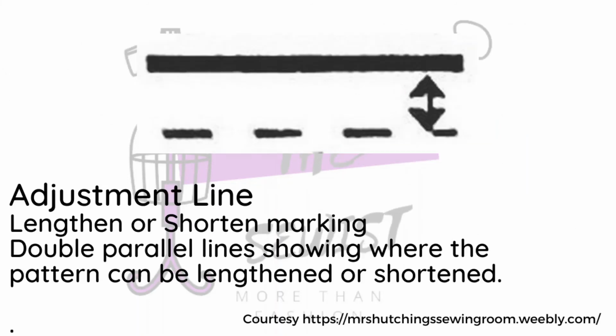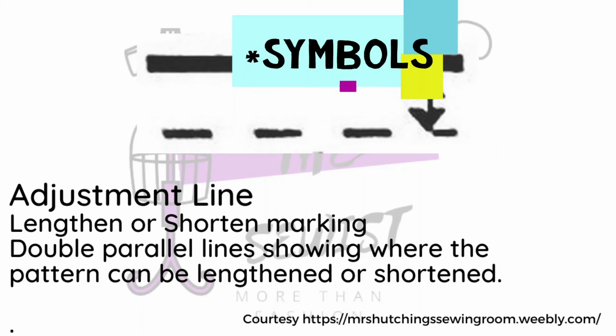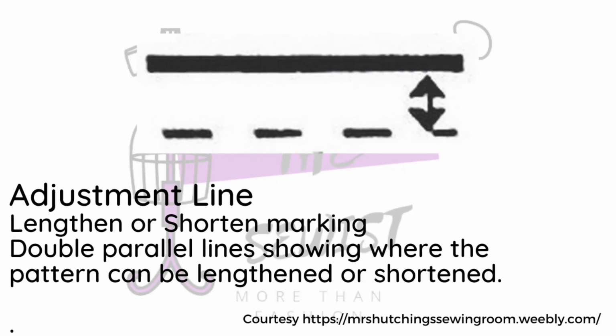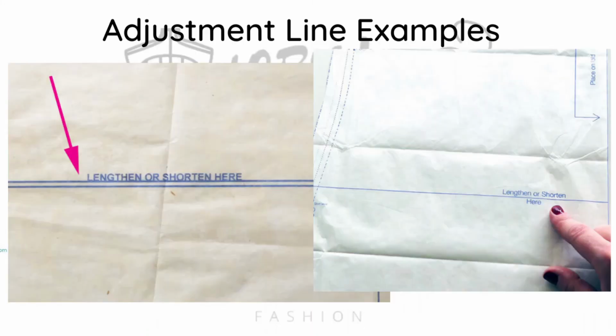There are also patterns that consider that maybe someone would be taller or shorter, so they have this adjustment line where you can lengthen or shorten your pattern in very specific places. A very common pattern that you find this in is trouser blocks, where you want to make it shorter, so they would indicate where you could start making it shorter from, and so on and so forth. Or if you want to make the trouser longer, that is the line you'd cut and add another piece of paper and make it longer.